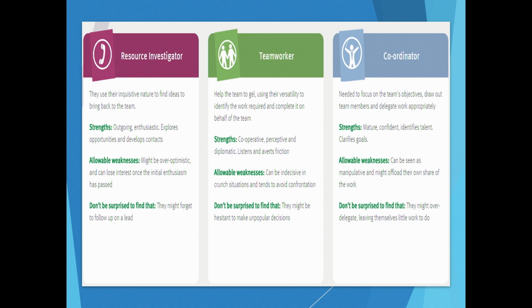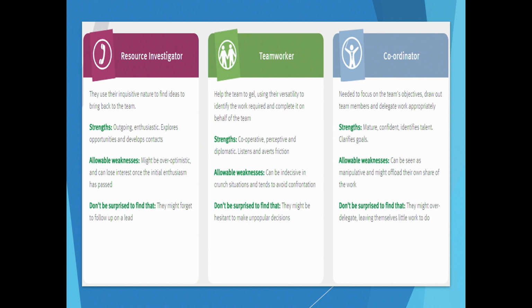Our third type that we have here is the coordinator. And these are needed to focus on the team's objectives, draw out team members, and delegate work appropriately. So your coordinator could sometimes be your team leader, could be the boss, the manager, whoever in the organisation or on site. Their strengths are that they're mature, confident, identify talents, and clarify goals. So definitely team leader all over this.